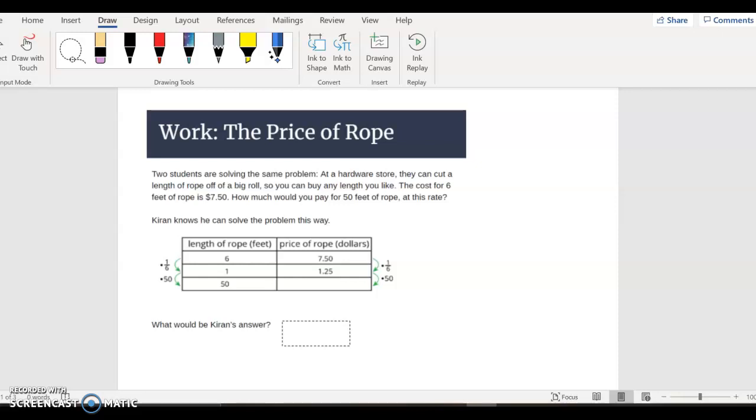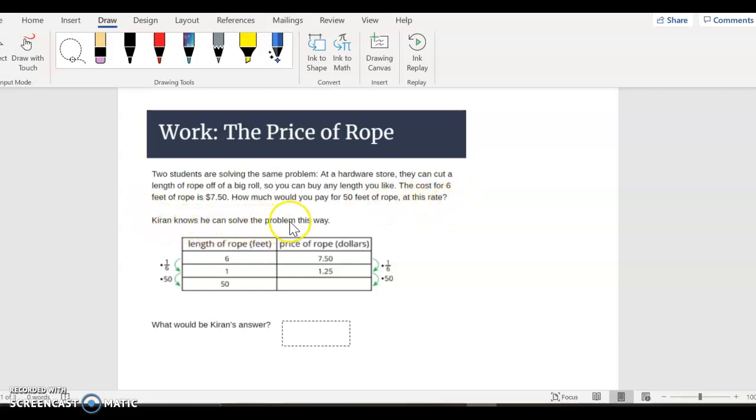So the problem says 2 students are solving the same problem. At a hardware store, they can cut a length of rope off of a big roll, so you can buy any length you like. The cost for 6 feet of rope is $7.50. How much would you pay for 50 feet of rope at this rate?